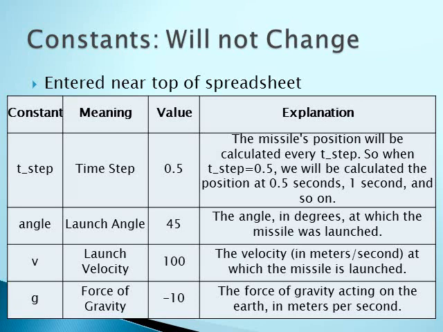And g is the force of gravity, and this has been rounded to -10. This is the acceleration of gravity acting on the Earth in meters per second squared, so it affects how far the object will travel through space.